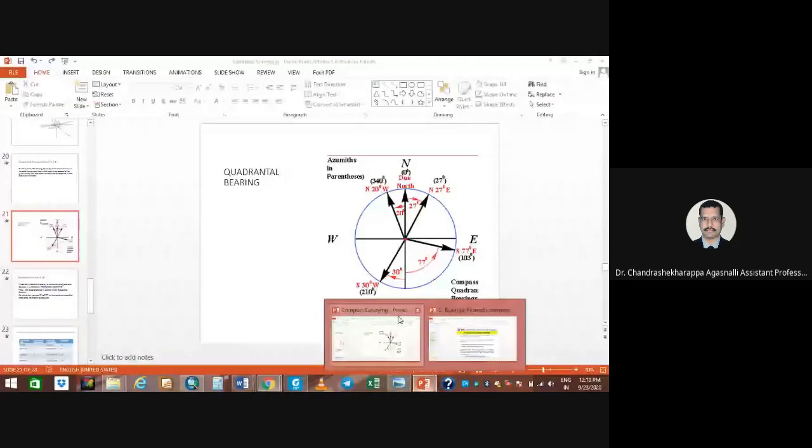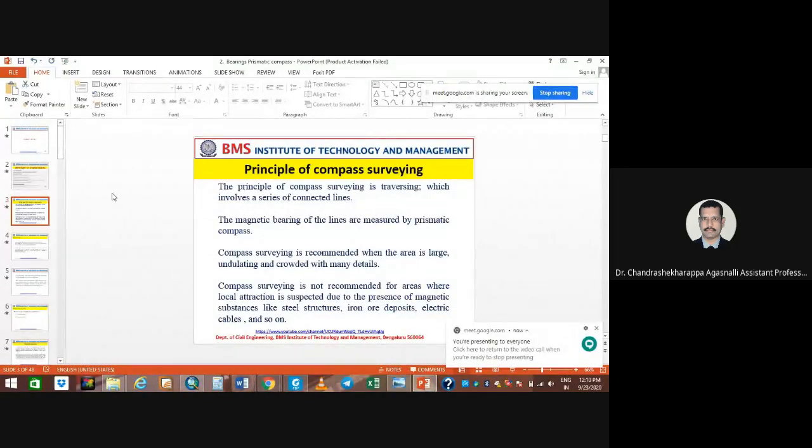So let's start with compass surveying. Why are we using this? What is the principle of compass surveying? The principle of compass surveying is traversing, which involves a series of connected lines. For example, if you want to survey from one corner of the BMSIT college compound around the complete campus area, it is a series of connected lines. It is not one straight line; there will be changes in direction. So for the change of direction, you need to mark it, record it, and take the readings.